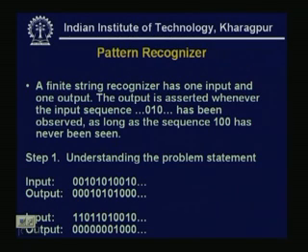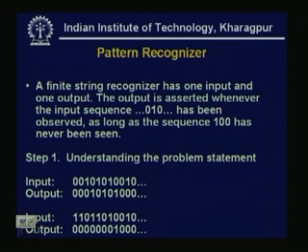That means, if 1 0 1 0 arrives, then only it generates the output, as long as the sequence 1 0 0 has never been seen. That means, if 1 1 0 0 is reached, then this logic is not valid anymore. It will stop generating that output when 0 1 0 arrives. So, step 1 is understanding the problem statement.